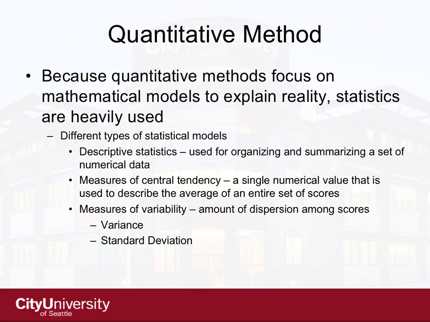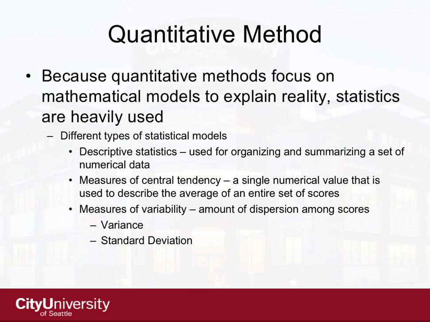So quantitative methods focus on math models. Statistics are heavily used, and there are different kinds of statistical models. There are descriptive statistics, which explain and organize a set of data. So for example, the mean and the median are descriptive statistics. The N, how many participants were in your study, is a descriptive statistic. Now you have types of statistics that are different than descriptive, that are measures of central tendency.